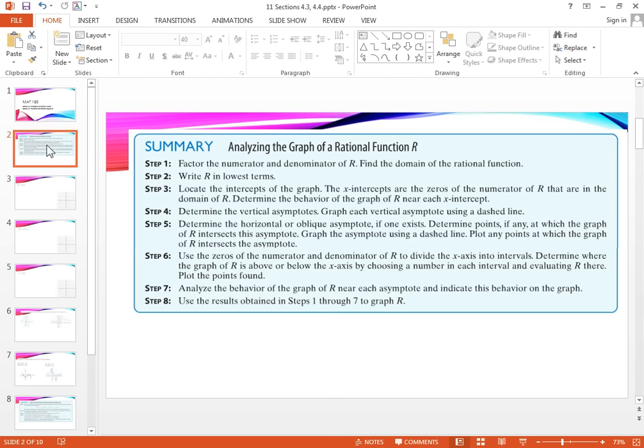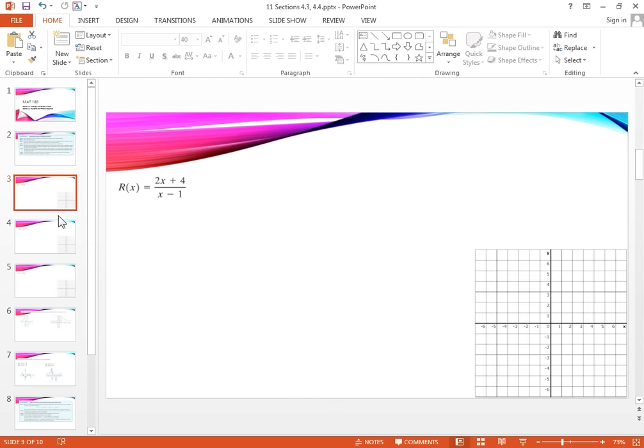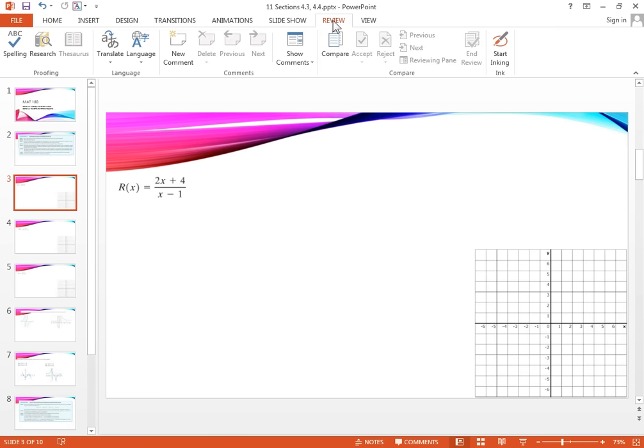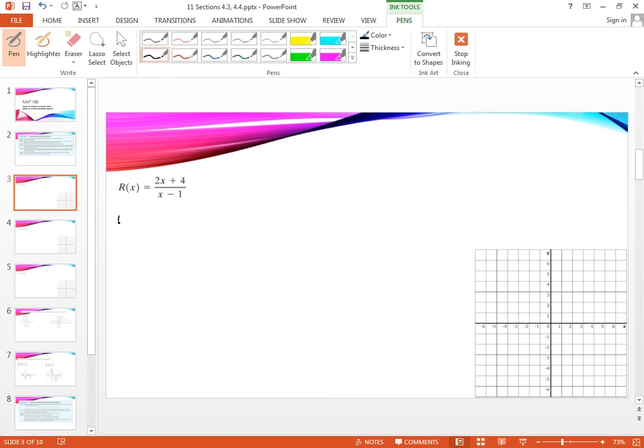And let's see. So here's my function. R of x is 2x plus 4 over x minus 1. Okay, step 1. Let me get my pen. All right, so step 1 says factor the numerator and the denominator of r, figure out the domain of the rational function. Okay, so look at it. Only thing I see here is I can pull a 2 out of the numerator. Okay. But that's really all I can do as far as factoring this one. Okay. Go ahead and figure out what the domain is.